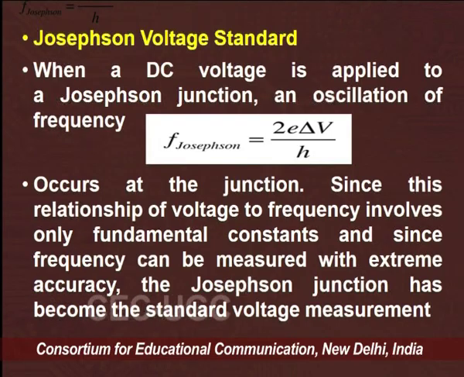So, what is the Josephson voltage standard? We can see when a DC voltage is applied to the Josephson junction, an oscillation of the frequency we can have, f Josephson is equal to 2eΔV divided by h-cut, which occurs at the junction. So, this relationship of the voltage frequency involves only fundamental constants and frequency can be measured with extreme accuracy. So, this Josephson junction has become the standard voltage measurement.